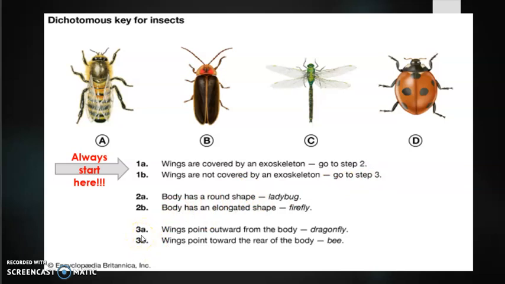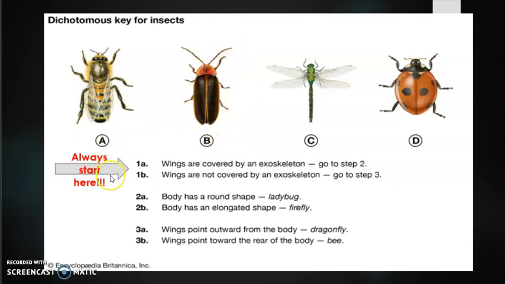3A, the wings point outward from the body, or the wings point toward the rear of the body. Well, they're pointing towards his butt, so that is pointing towards the rear. That means this is a B. We're going to do the same thing with bug B.